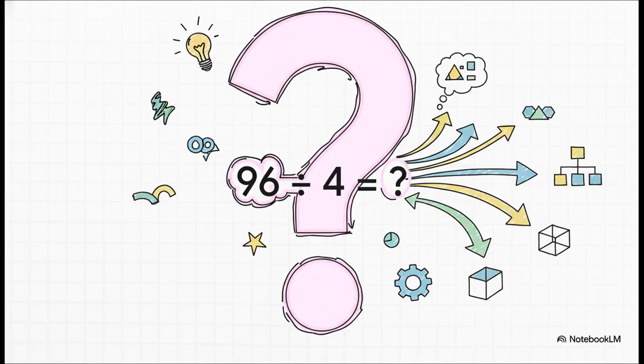96 divided by 4. How would you solve it? I mean, right now, in your head. Got an answer? You probably have one way of getting there. But what if I told you there are a bunch of other clever methods, and that old-school long division isn't the only way to go?